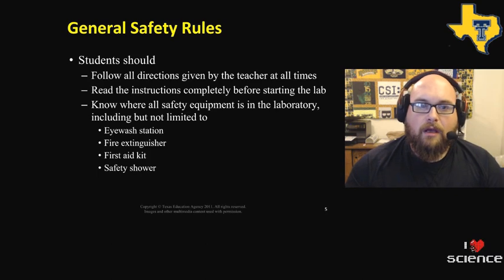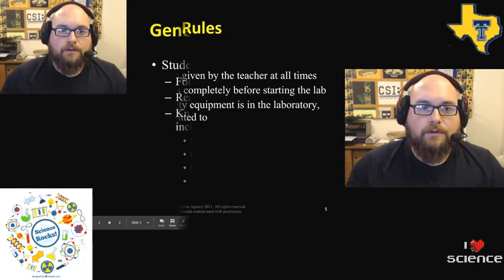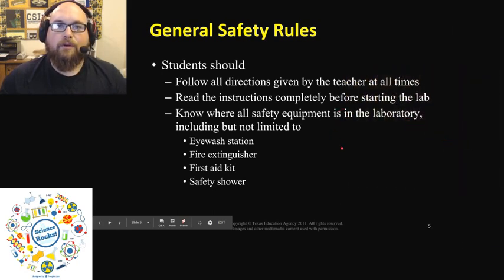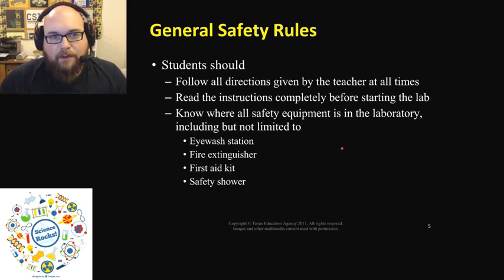The last thing is definitely that you should know where all of the safety equipment is located within the classroom. For instance, the big safety equipment we have is, of course, our eye wash station, fire extinguisher, first aid kit, and our safety shower, which we'll be learning in class through some activities, the locations, and reviewing the purposes of these different pieces of safety equipment.